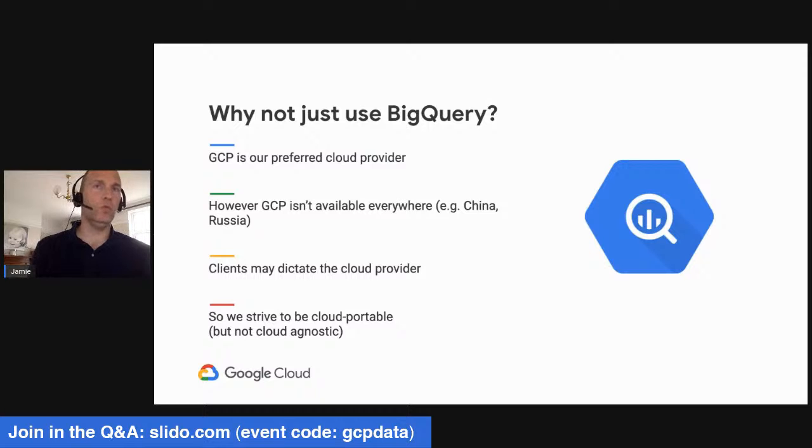For these reasons, we don't want to make a bet on technologies which only exist in one provider, which is what BigQuery is. So even though BigQuery is quite appealing, given its capabilities, we decided to not use it because we do strive to be cloud portable. Although we do have a few in-house offerings for which we do actually use BigQuery. But for the products and services that we mainly offer to our clients, we chose not to do it.